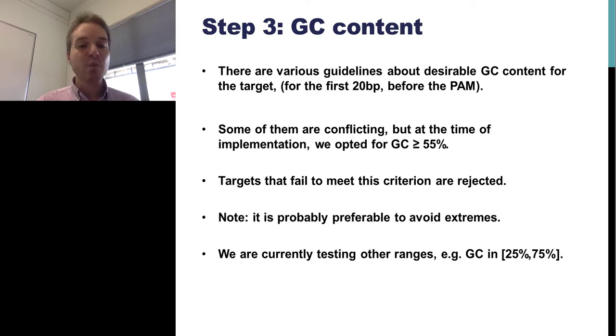In practice, it's probably better to avoid extremes. So at the moment, we're just running different tests of the method with different ranges. So for instance, the GC content between 25 and 75%.